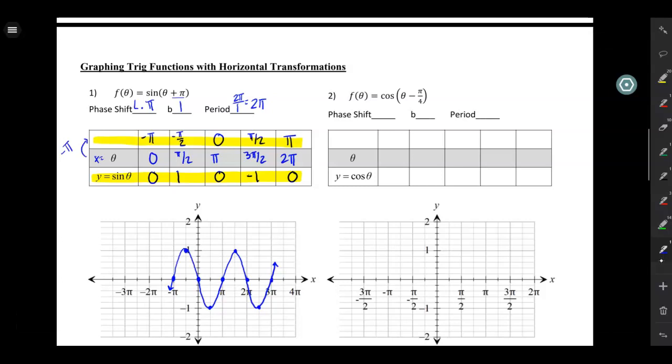Okay, let's look at another one. So in number 2, I'm graphing the cosine of theta minus pi fourths. So my phase shift is at negative pi fourths. Since I'm subtracting, I'm going to move to the right. So it's the right pi over 4. My b value is the number in front of my theta, which is just 1. My period is always 2 pi divided by my b value, so it's just 2 pi.